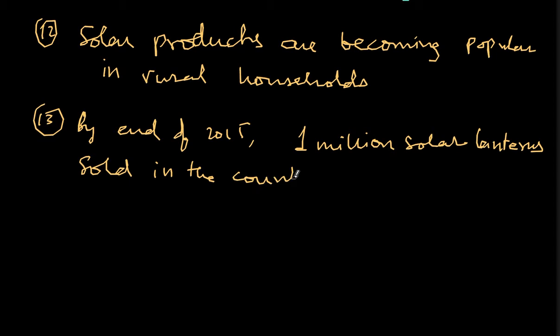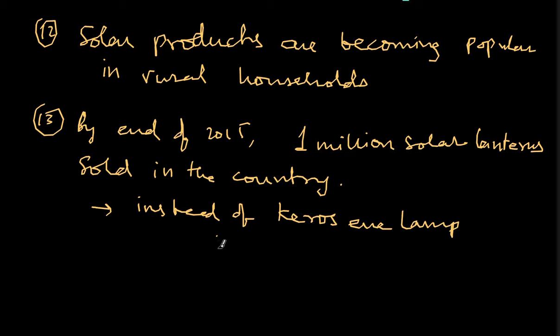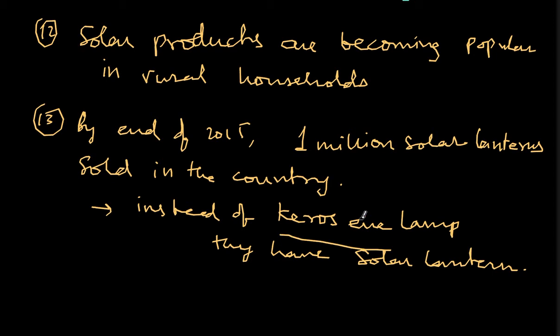So what is the other alternative? Instead of kerosene lamps, they now have solar lanterns. It turns out that kerosene lamps use a fossil fuel, and first of all, it is difficult to get the kerosene, and kerosene is becoming more and more costly. Solar lanterns actually have a solar panel. They put it in the sun in the daytime, they store the energy, and then in the nighttime they give you light. So this kind of product is becoming very, very popular.